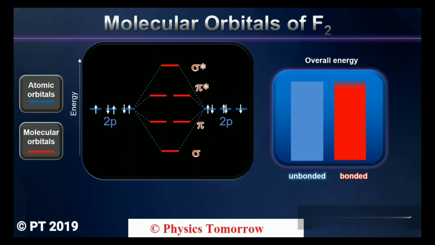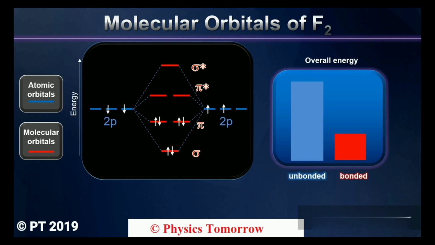When we put all of our bonding electrons in, we notice that 6 total electrons go into bonding molecular orbitals. This is a tremendous energetic benefit. The sigma and the pi bonding MOs are completely filled. But fluorine has extra electrons, and they have to go somewhere.